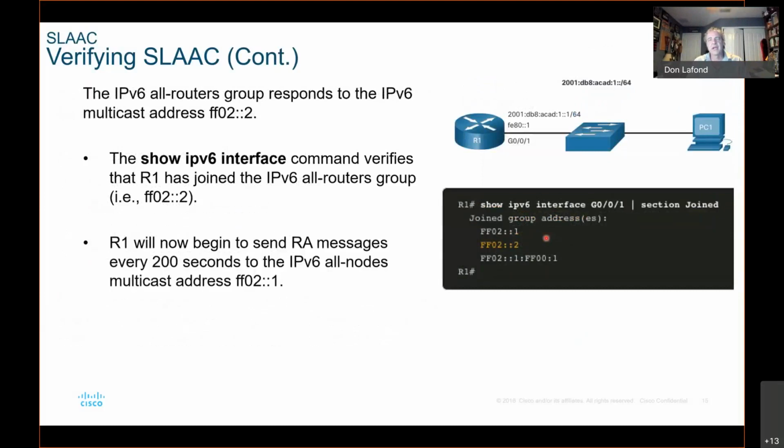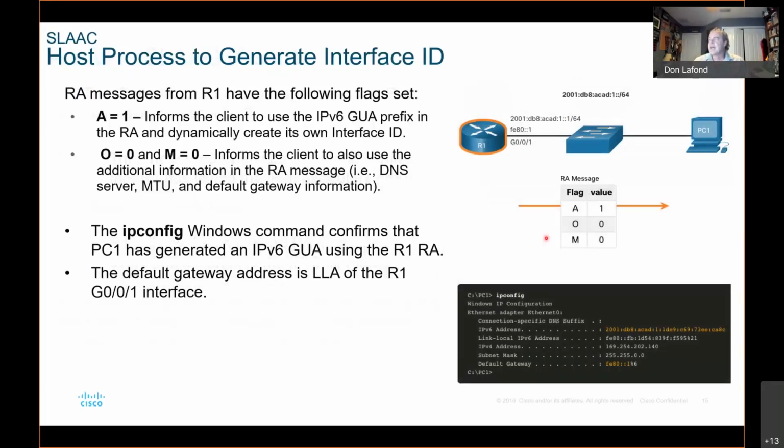If you type show ipv6 interface G0/0/1 and then | section joined, you can see that this router has joined both the all nodes and the all routers groups. R1 will now begin to send RA messages every 200 seconds to the all IPv6 nodes multicast address. Now, the RA messages from R1 have the following flag set.